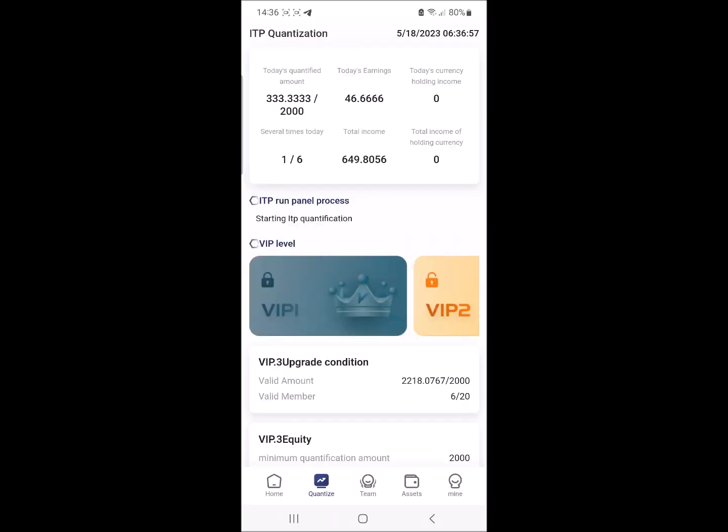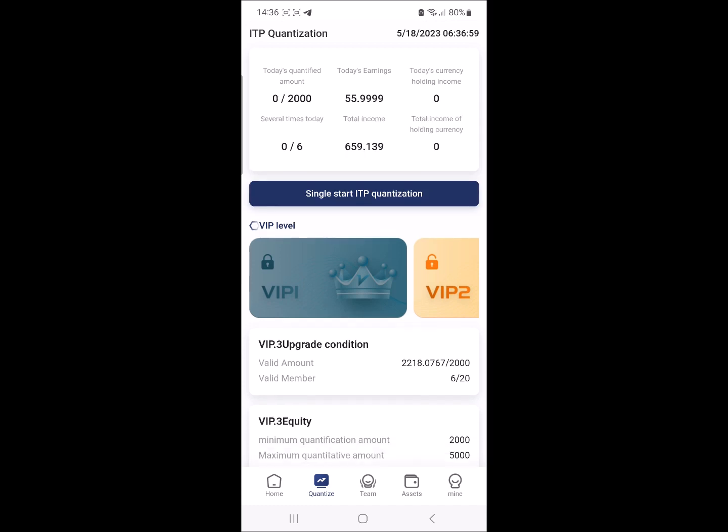If we go back to here, right, I've done all my spins for today. So if you look at the top on the left, the second figure down, I've now got 0 left out of 6 turns. At the top on today's earnings, you'll see I've got $55.99999, so all but 56 cents.